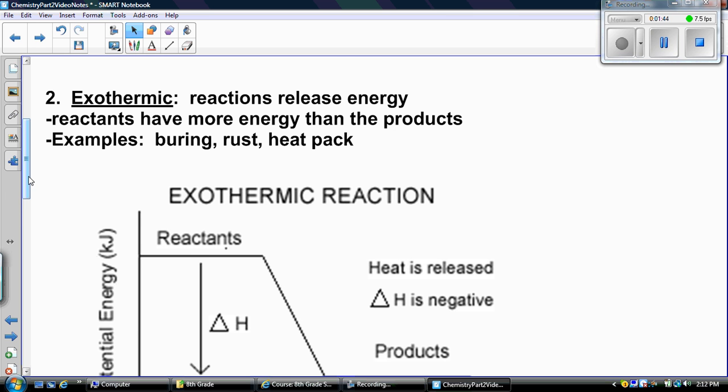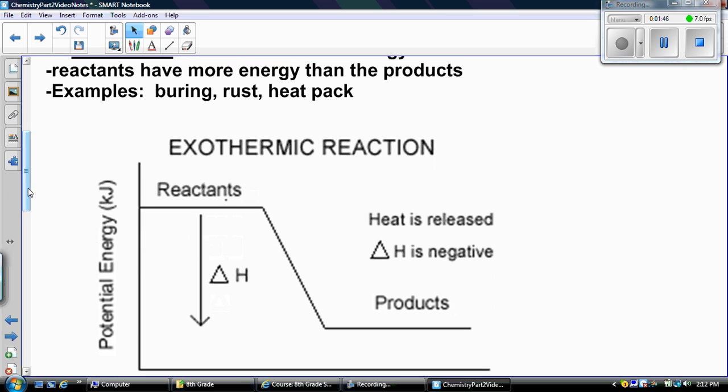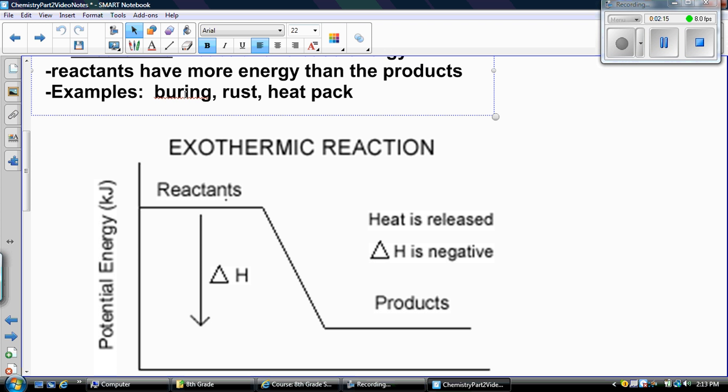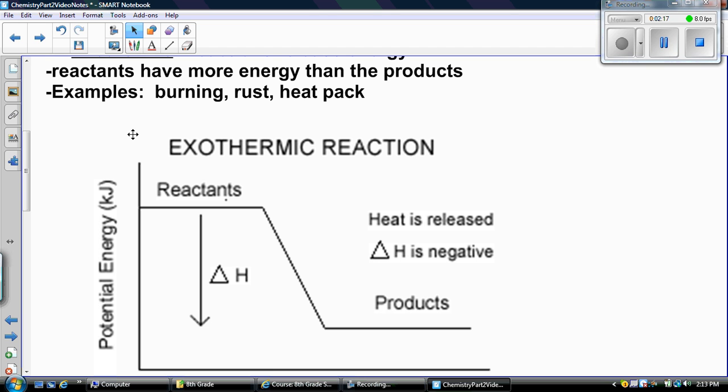So if you take a look at this diagram, this is a scale of energy, the reactants have more potential energy, and when they react, they release some of that potential energy as light, heat, or sound, so that when the products are formed, they have less energy than the reactants because some of that energy has been released.